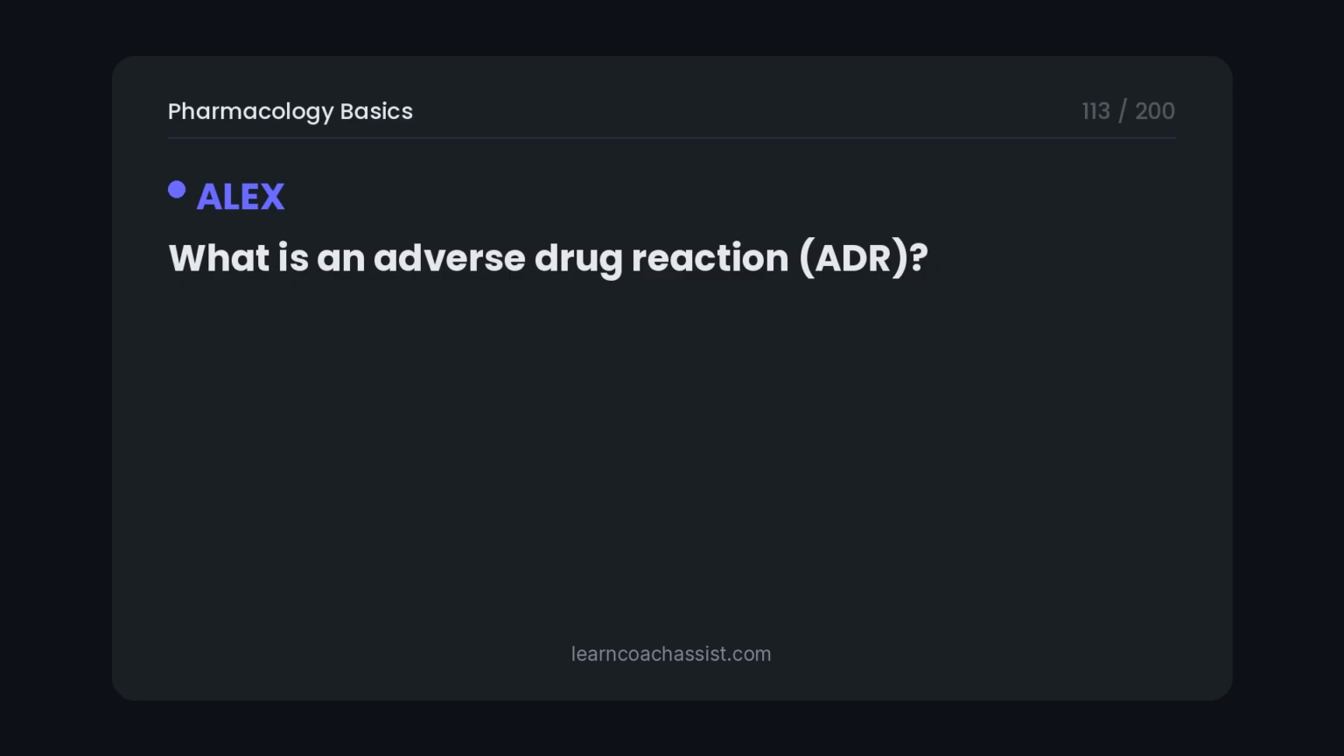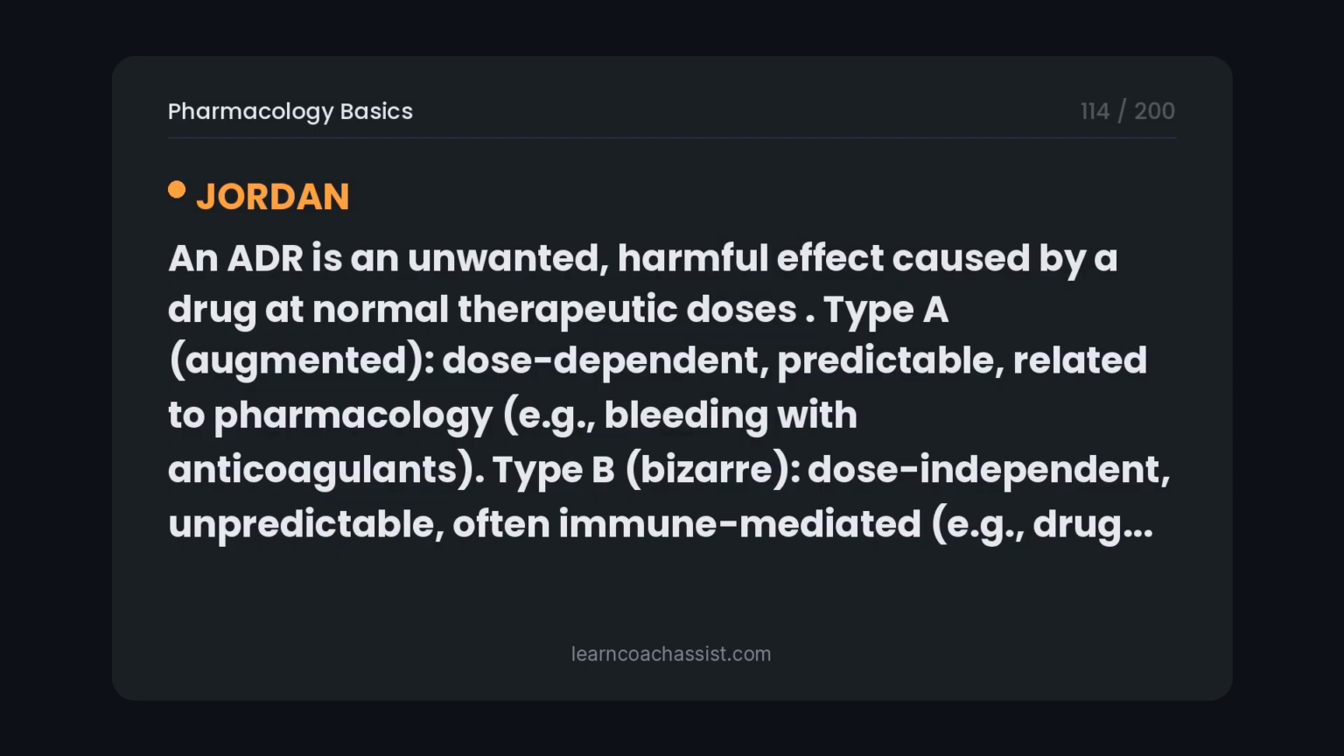What is an adverse drug reaction, ADR? An ADR is an unwanted, harmful effect caused by a drug at normal therapeutic doses. Type A, augmented: dose-dependent, predictable, related to pharmacology, e.g., bleeding with anticoagulants. Type B, bizarre: dose-independent, unpredictable, often immune-mediated, e.g., drug allergy.